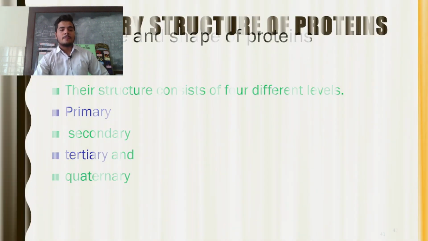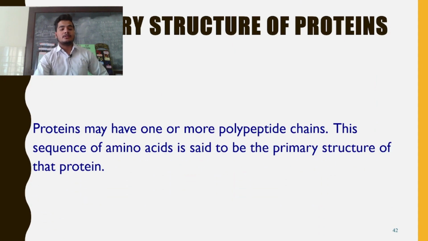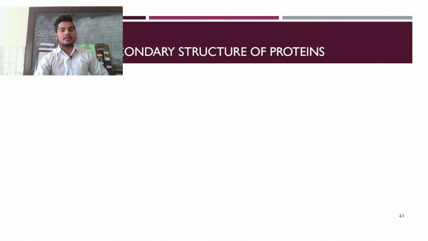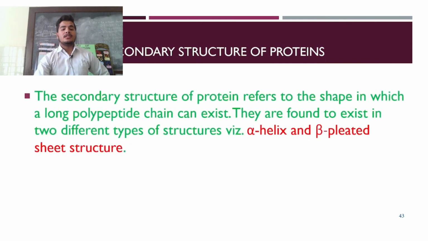quaternary. Now, what is the primary structure of proteins? Proteins may have one or more polypeptide chains. This sequence of amino acids is said to be the primary structure of that protein. Now, what is the secondary structure of proteins? The secondary structure of proteins refers to the shape in which a long polypeptide chain can exist.